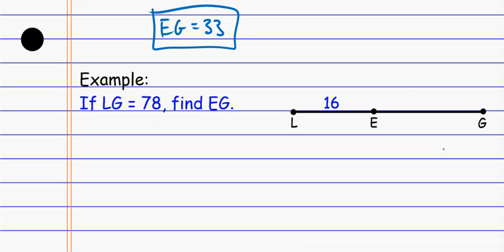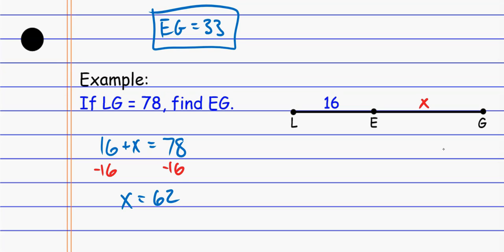If I look at something like this guy, this one's a little bit tricky this time. This time I want to find EG. Well, EG is one of the pieces, right? I would look at this and say, hey, I'm missing this piece. Maybe I'll call it X if you're really into algebra. Those two pieces should add up to the whole thing. So 16 plus X should equal the whole thing. Well, the whole thing is 78. Now think about how you would solve this from algebra. You would subtract 16 from each side and get X equals 62.